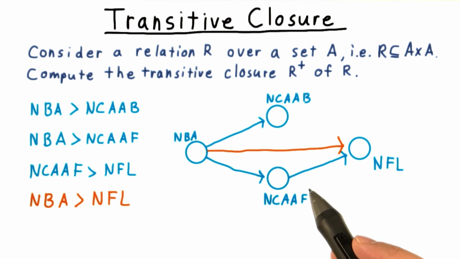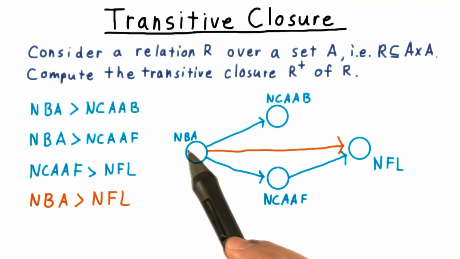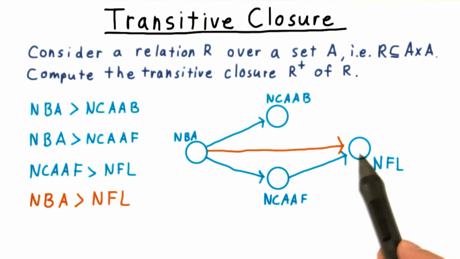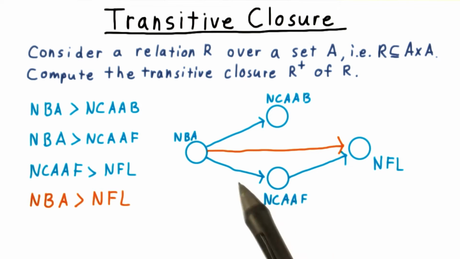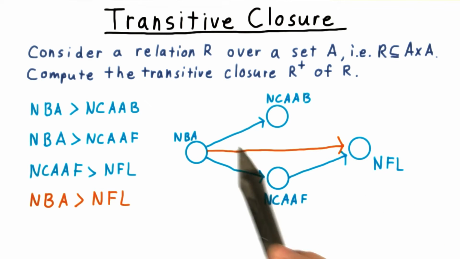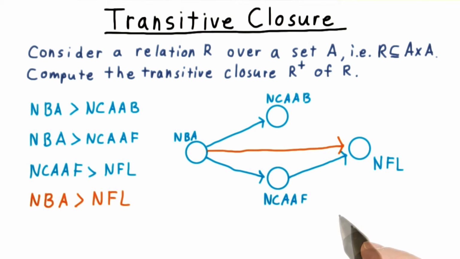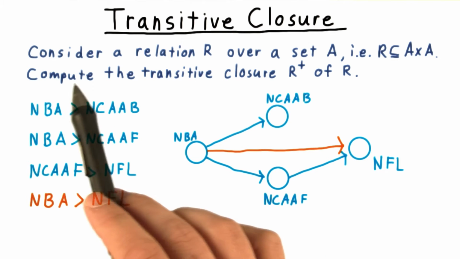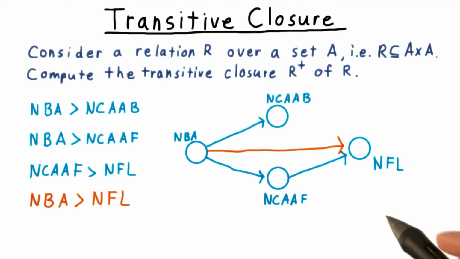And given these preferences, we would like to be able to infer that this individual prefers the NBA over the NFL as well. In effect, if there's a path from one vertex to another, we'd like to add a direct edge between them. In set theory, this is called the transitive closure of a relation.